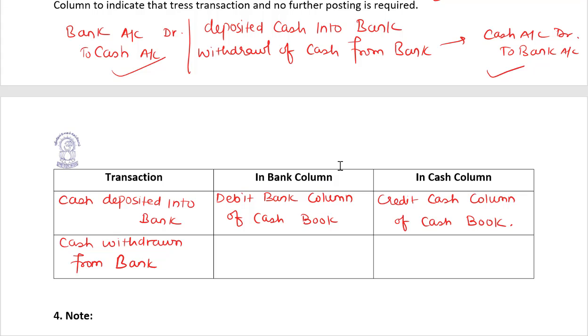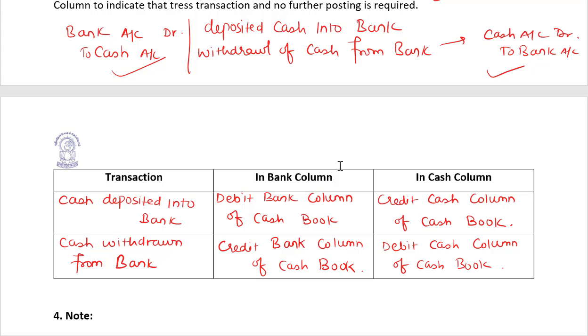Over here, cash withdrawn from bank. What treatment will you give to the bank column? Credit the bank column of the cash book. And we will debit the cash column of the cash book. Does it make sense to you? Yes.